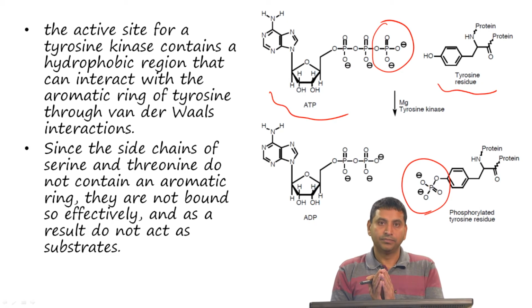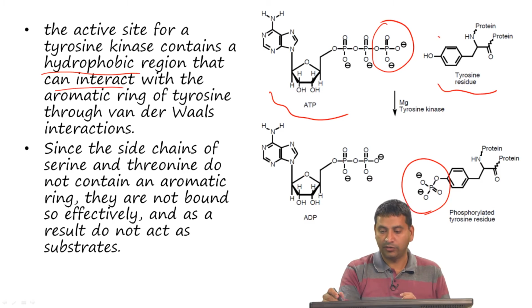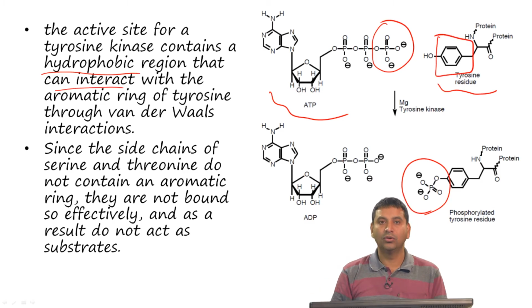And now, the active site for a tyrosine kinase contains a hydrophobic region, is what we would infer, because that hydrophobic region must interact with the aromatic ring of tyrosine. So, if the hydrophobic interaction is not very strong, then it is unlikely that it would be selective.